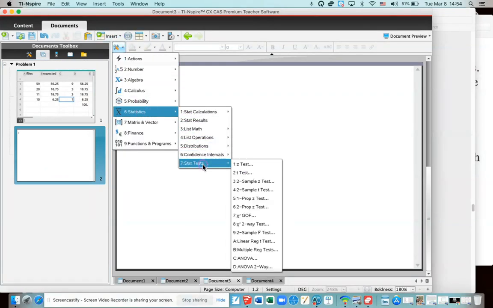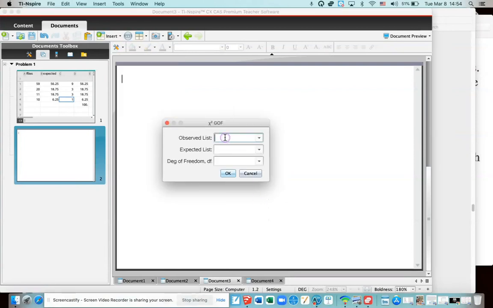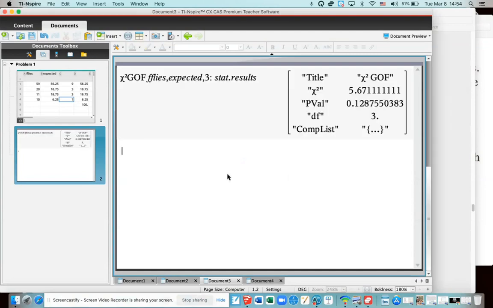Statistics, stat test. You see down here, there's a chi-squared GOF. That's goodness of fit. Observed lists, that was my fruit flies. My expected list, I just named it expected, so it wouldn't be confusing for me. And I said I had 3 degrees of freedom. So you have to tell them you have 3 degrees of freedom. Okay, I hit OK, and it will do my chi-squared test for me.